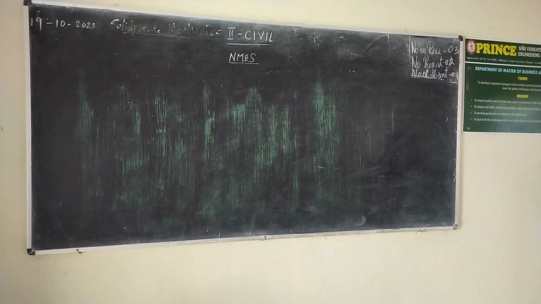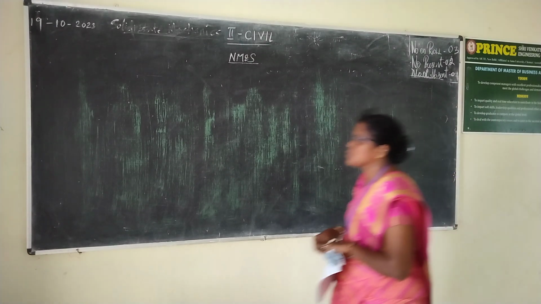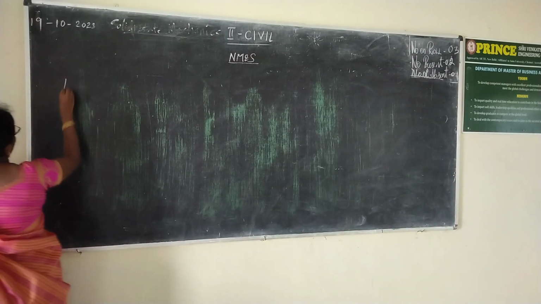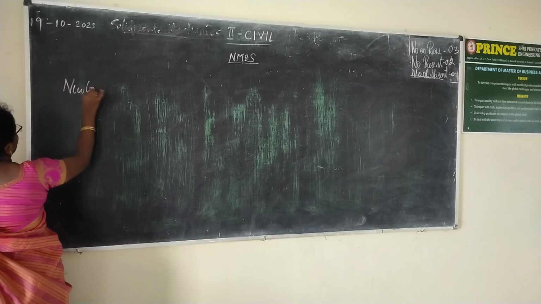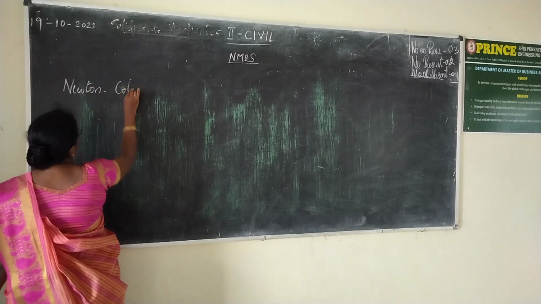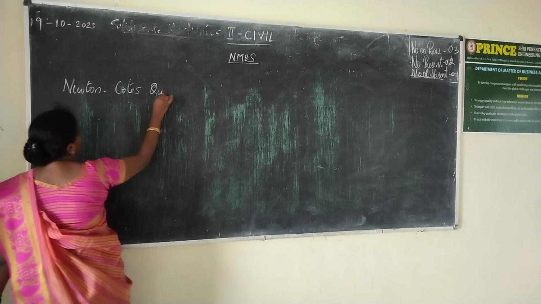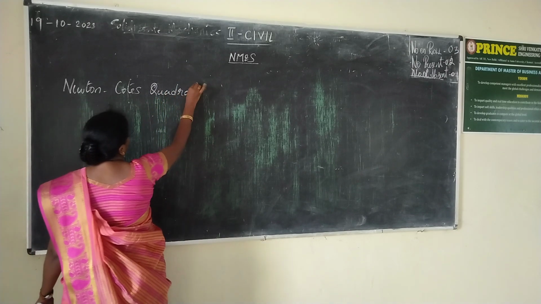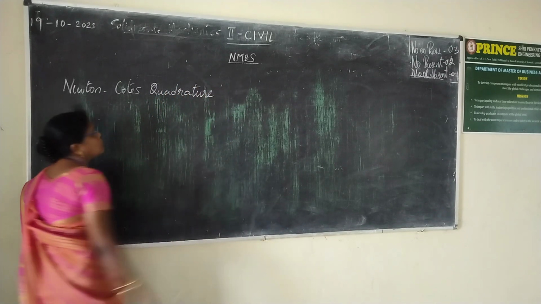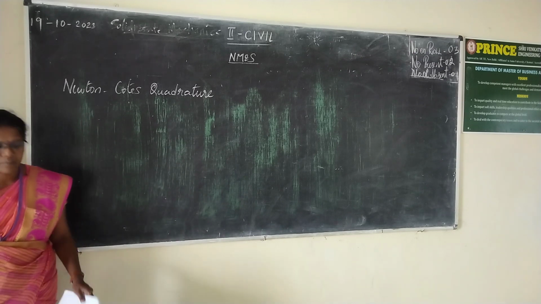To derive all this, we have one basic formula which is called the Newton-Cotes quadrature formula. Using this formula, we will derive the trapezoidal, Simpson's 1/3 and Simpson's 3/8. So three things. Note down the Newton-Cotes quadrature formula.